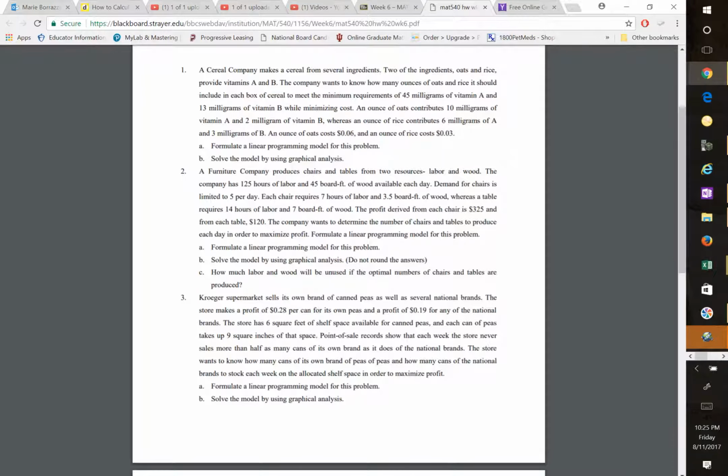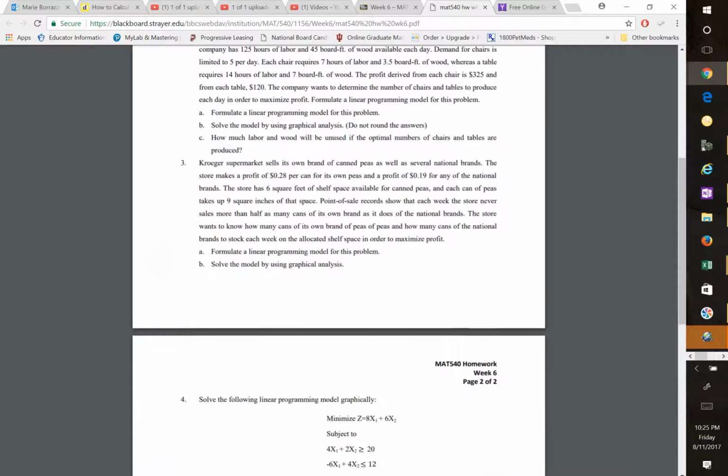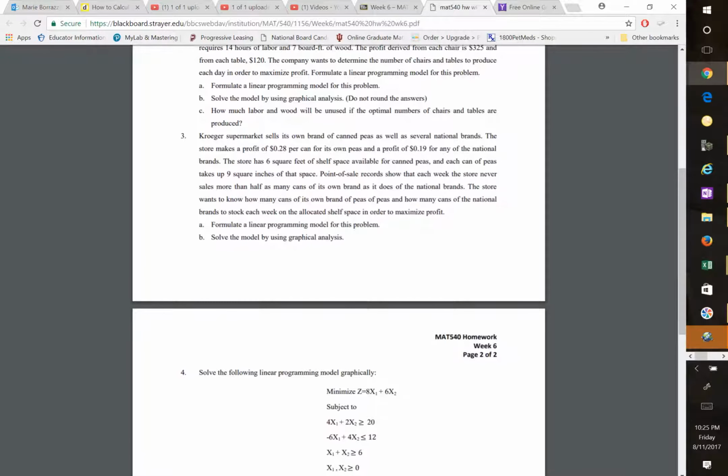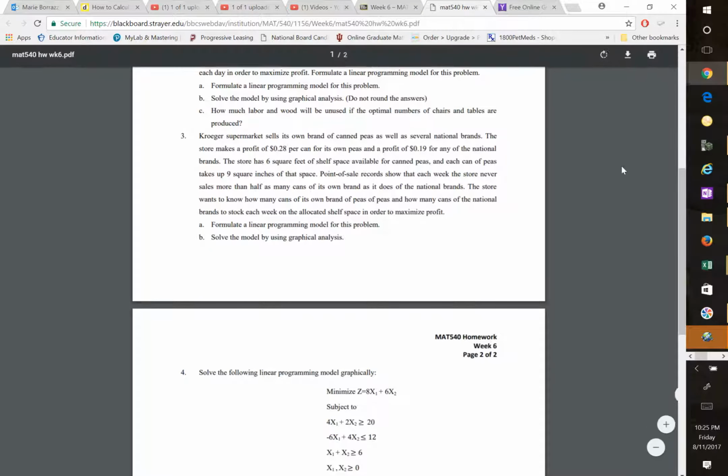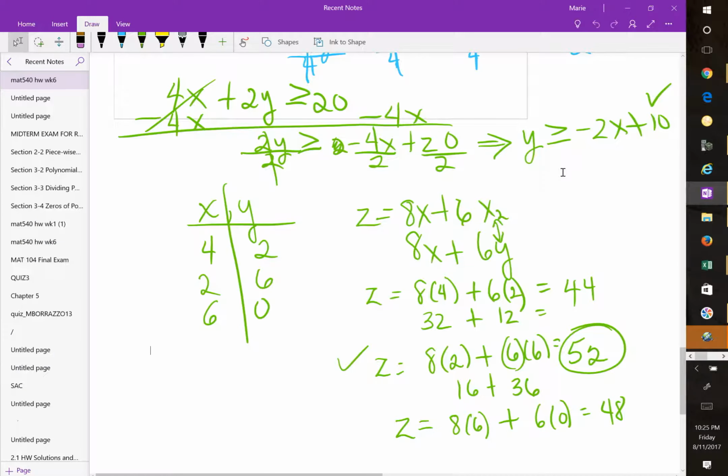units to like units. I know that for question 3, for example, let's go backwards, we'll look at question 3. It says Kroger supermarket sells its own brand of canned peas as well as several national brands. The store makes a profit of 28 cents for its own peas and a profit of 19 for its national brands. Now, right there, that is telling you a hint.